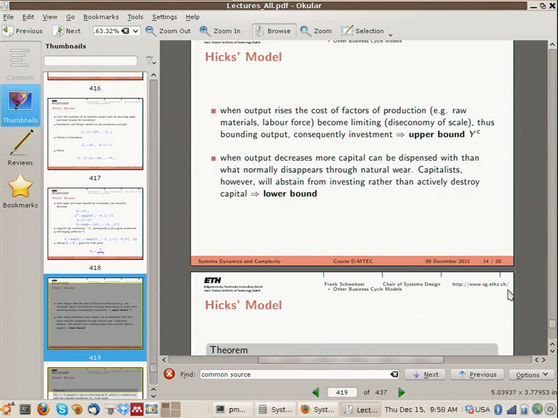The lower bound to investment is the notion that when output declines, investors refrain, in real life on the aggregate, from disinvesting, meaning actively selling their assets away. They just don't cover their depreciation costs, but they would not sell their factories because that would be active destruction of capital, and Hicks reasoned that this doesn't happen on the aggregate. Therefore, there is a lower bound on disinvestment. And that lower bound is simply equal to the depreciation cost. You cannot disinvest more than your depreciation cost on the aggregate.